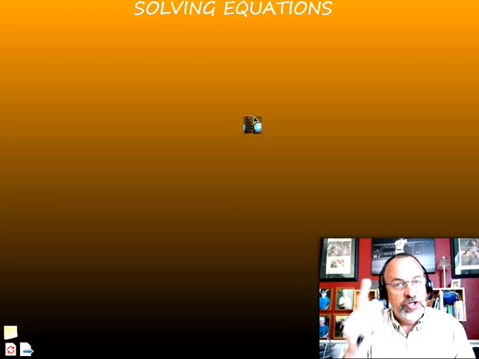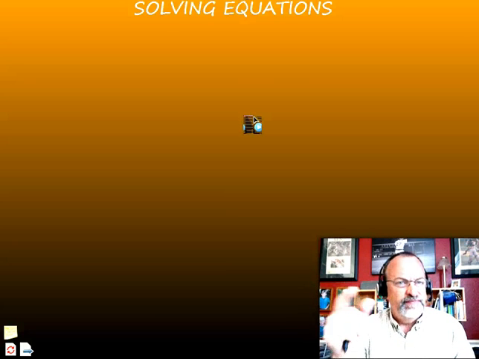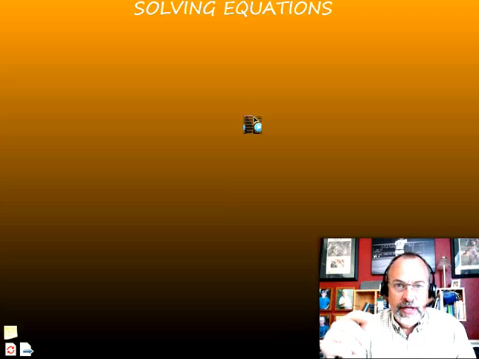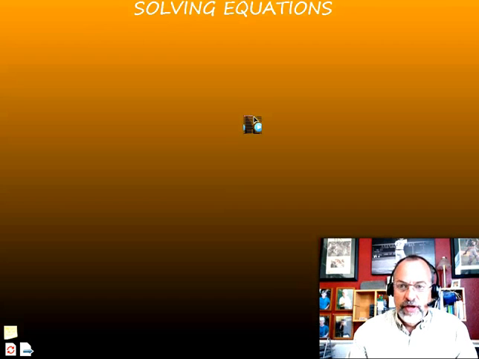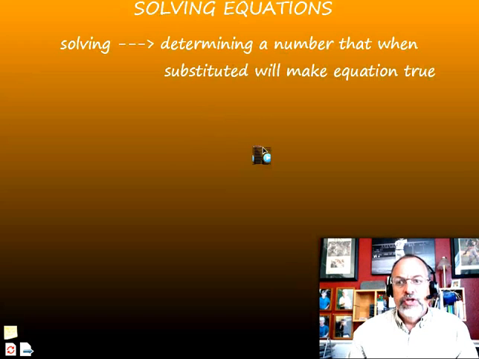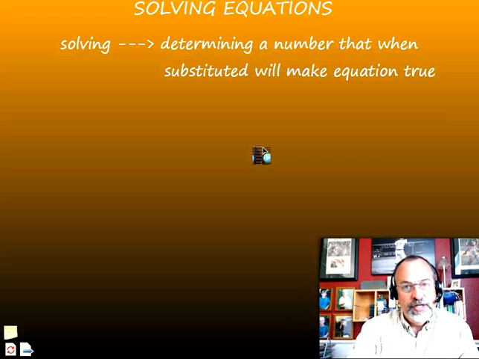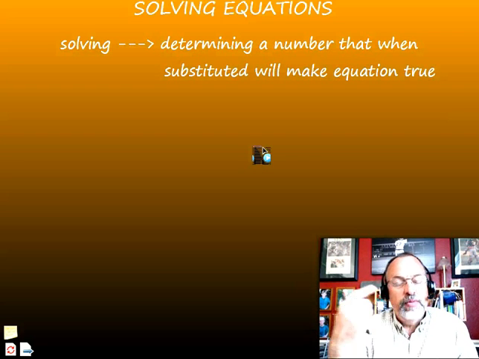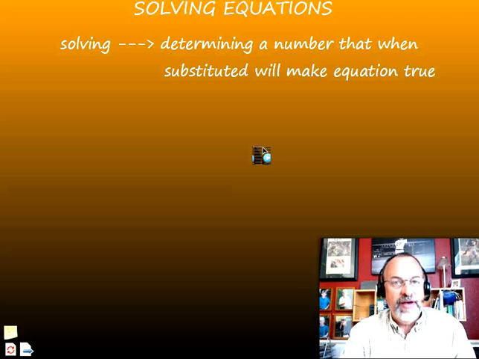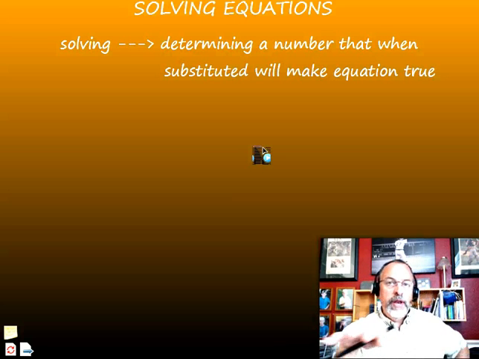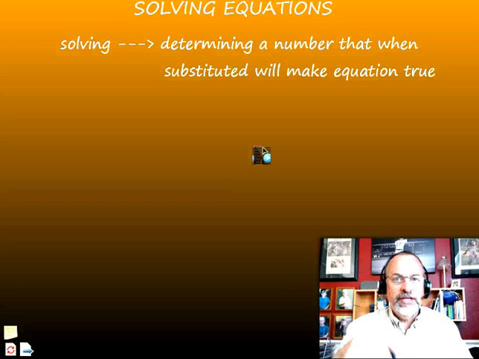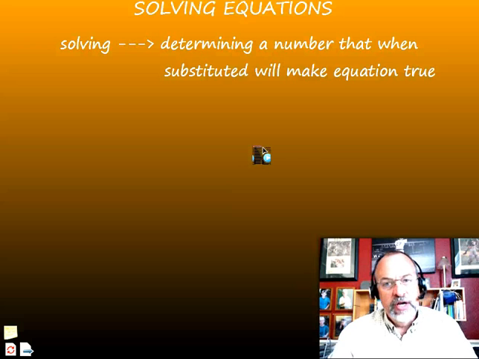Okay? Now here, solving, it's another word. We say it a lot, but you really need to know what it means. Solving means to determine a number that, if you substituted that number into the equation that you're looking at, it would make that equation true. So solving now is we're actually trying to find the value of the variable. What number could I substitute into the expression that would make that equation true?